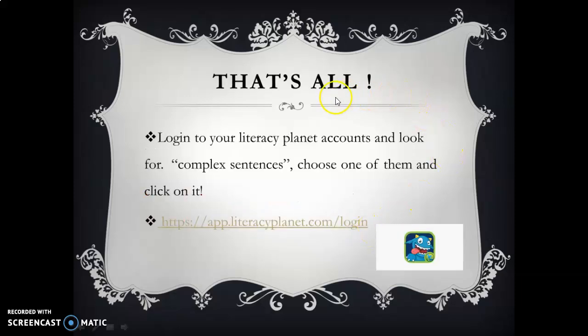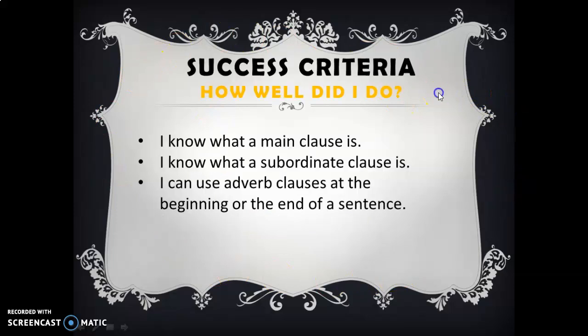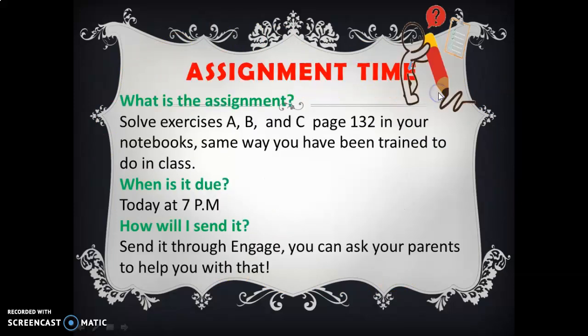That's all. I think this lesson will be easy for you guys. Now you'll have a task to do here in Literacy Planet. And your assignment would be to solve exercises A, B, and C, page 132 in your notebooks, the same way you have been trained to do in class.